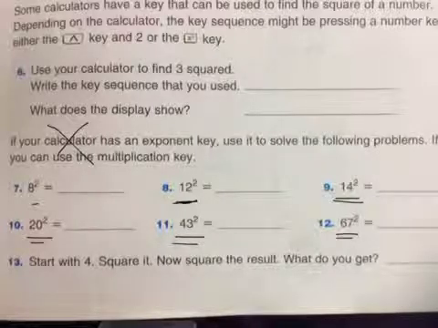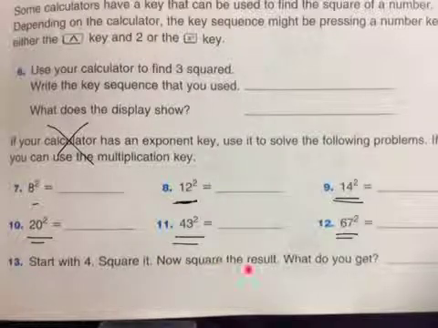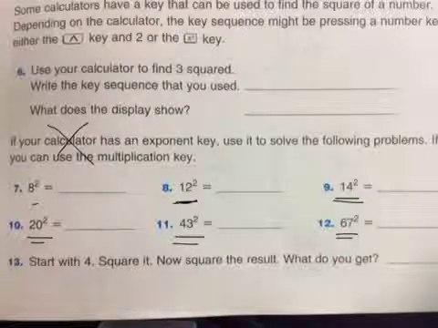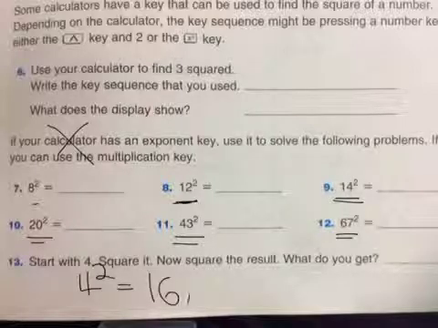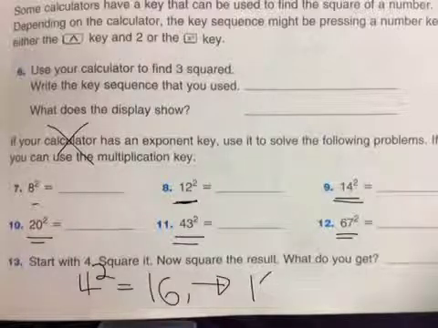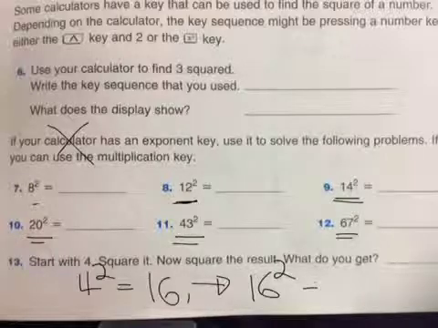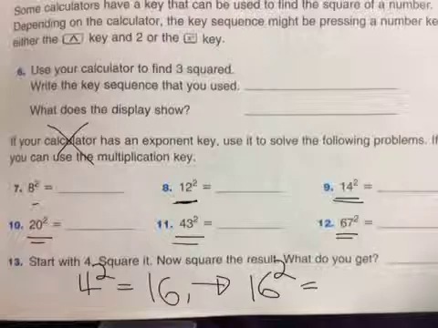And for the last question, start with 4, square it. Now square the result. What do you get? So they want you to start with 4, square it, so you get 16. And now they want you to square 16. 16 squared. What do you get? 16 times 16? Okay, go ahead and solve that, boys and girls, and I will see you in class.